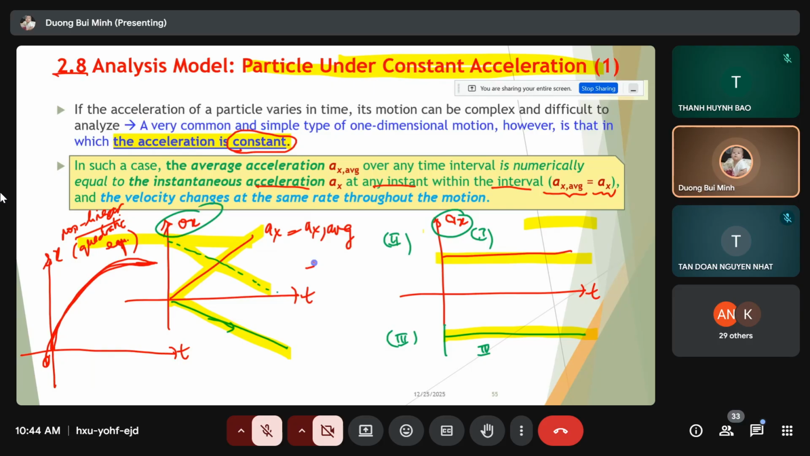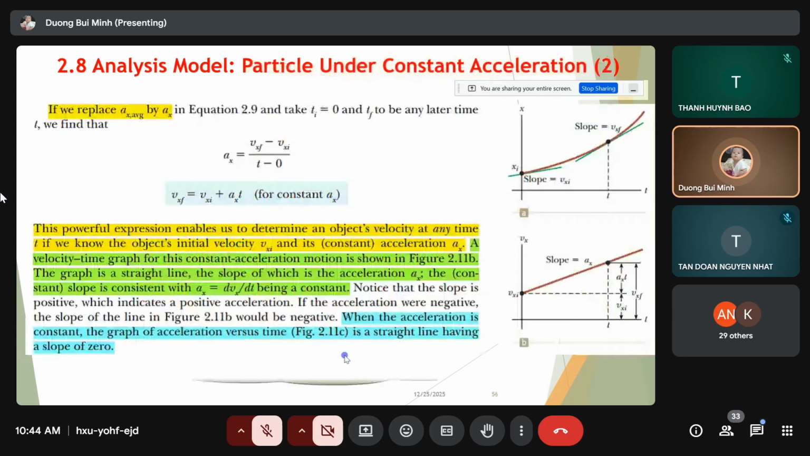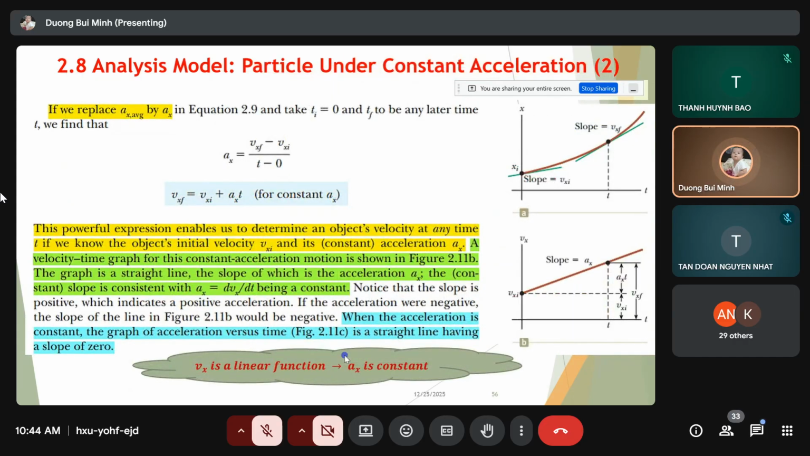Okay, so now we have the conclusion. So x is non-linear, normally a quadratic equation. And Vx is linear, then Ax is constant. So this is the assumption. If we follow the assumption, we have some significant equations. Later on, we will discuss equation by equation.